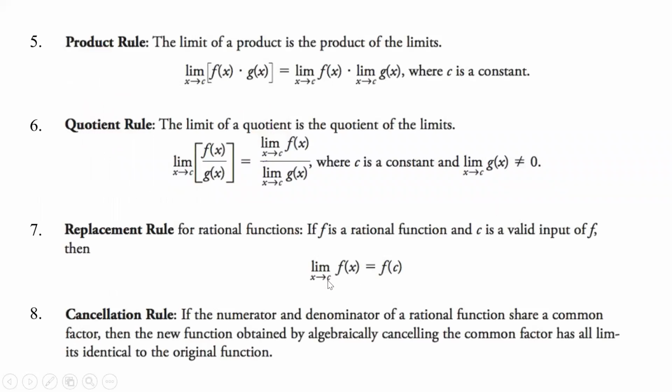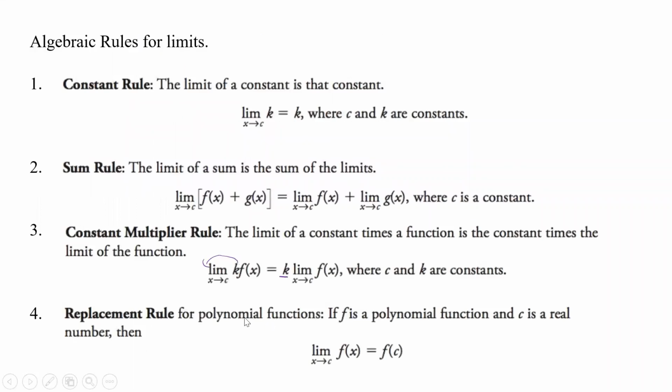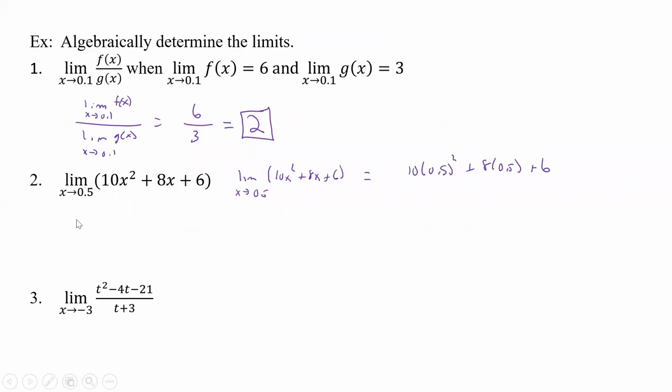Replacement. So we're just plugging in c into f of x. It's either for a rational or for a polynomial, and we're doing a polynomial here. So we have 10 times 0.5 squared, plus 8 times 0.5, plus 6, and that gives us 12.5. I'll assume you can plug that into a calculator.